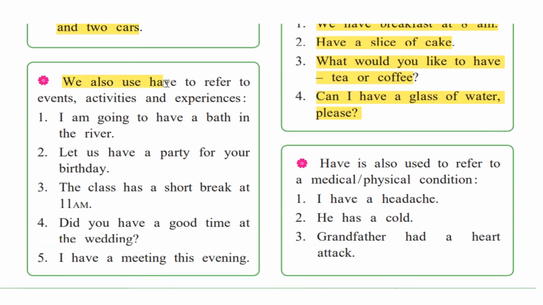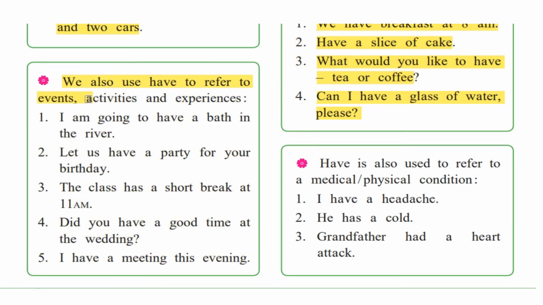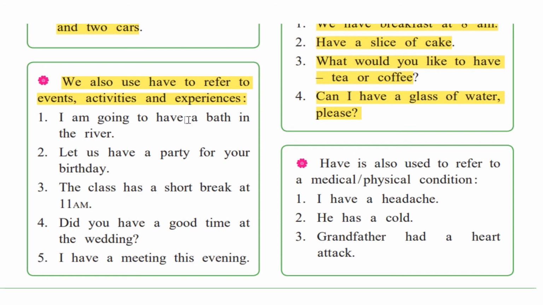We also use have to refer to events, activities, and experiences. So let's see the examples for them. I am going to have a bath in the river. So it tells us what activity you are going to do. So you say that I am going to have a bath in the river. Let us have a party for your birthday. So this is a suggestion. So we say, let us have a party. So you're suggesting having a party.